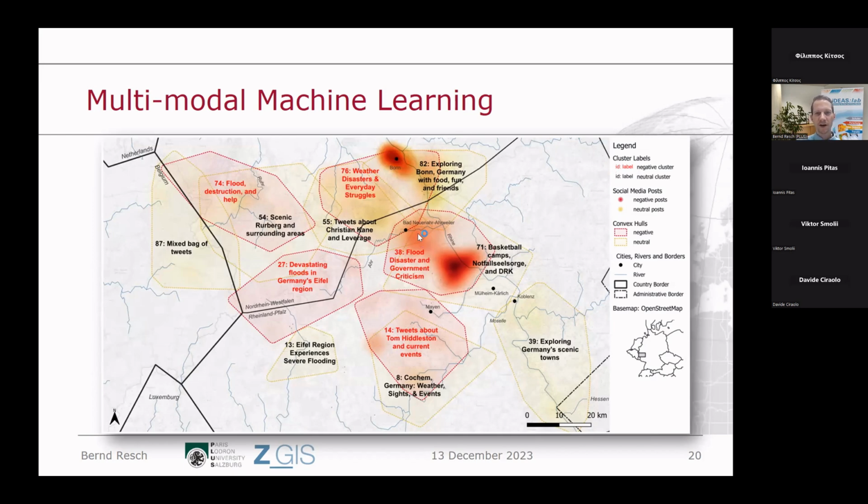Same thing down here. Flood disaster and government criticism. In this area, people mostly talk about politics, about policy making, and how politics has not prevented this disaster and how badly the disaster is managed. So this was the real world situation.